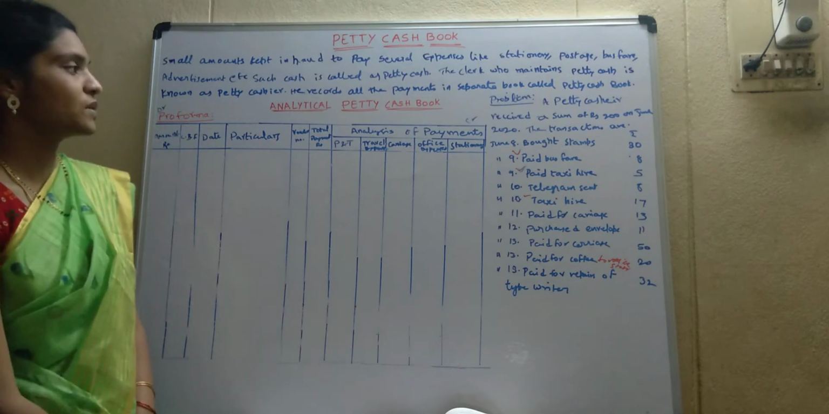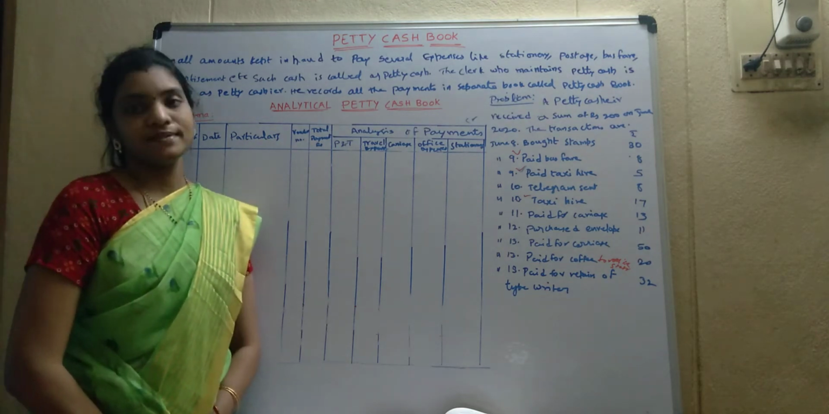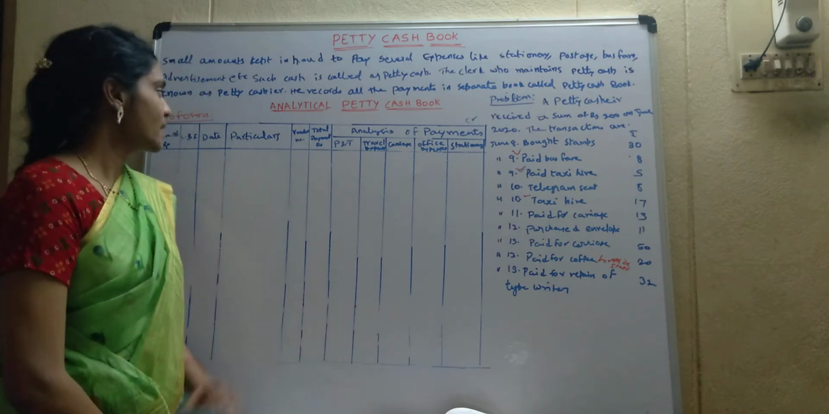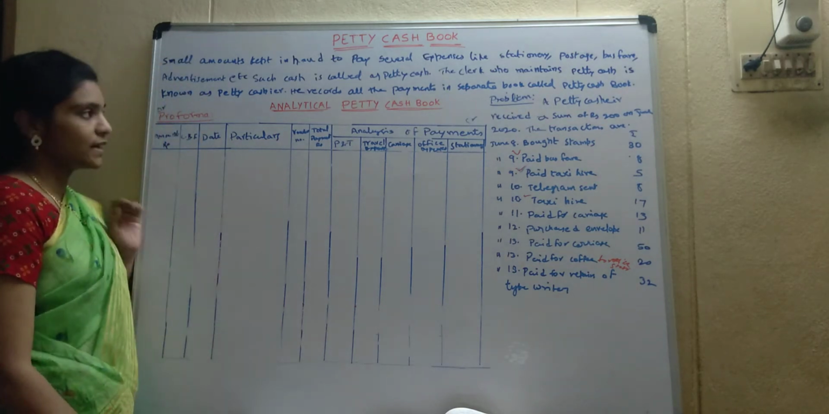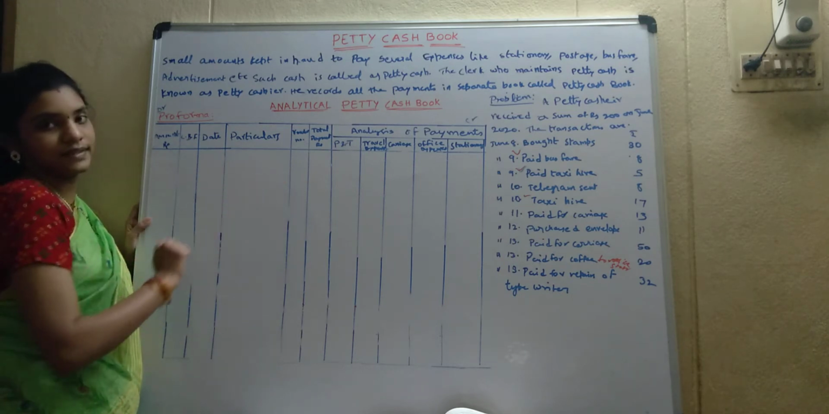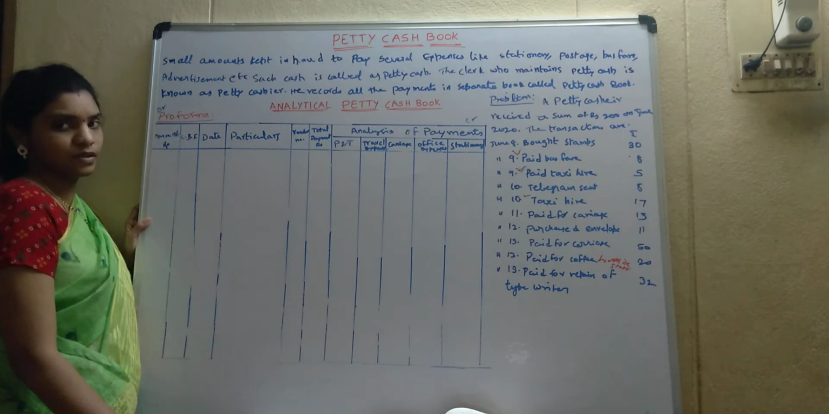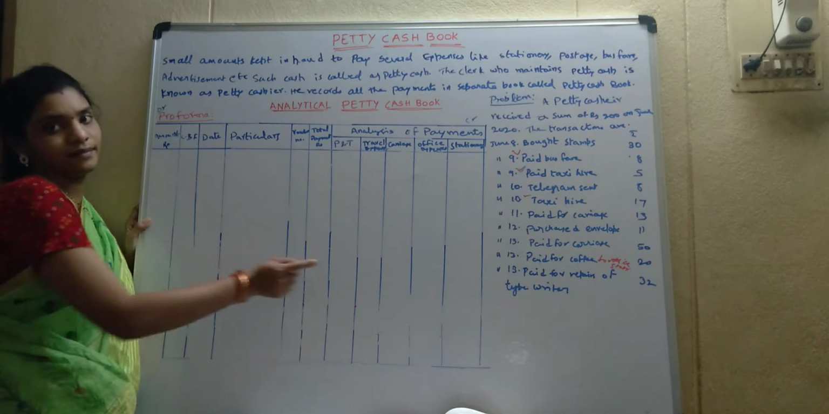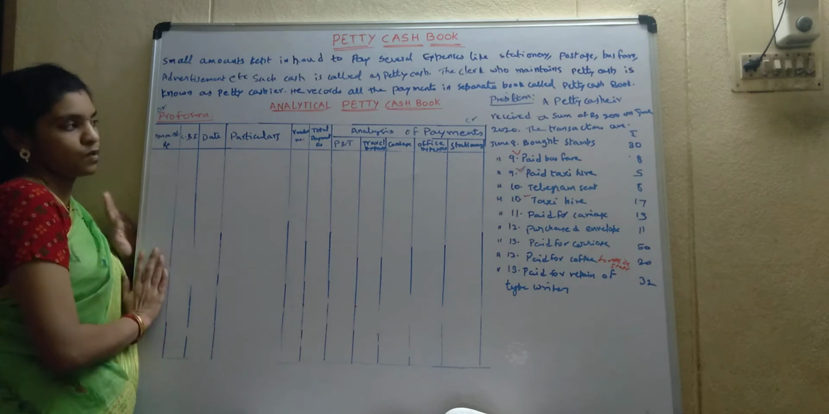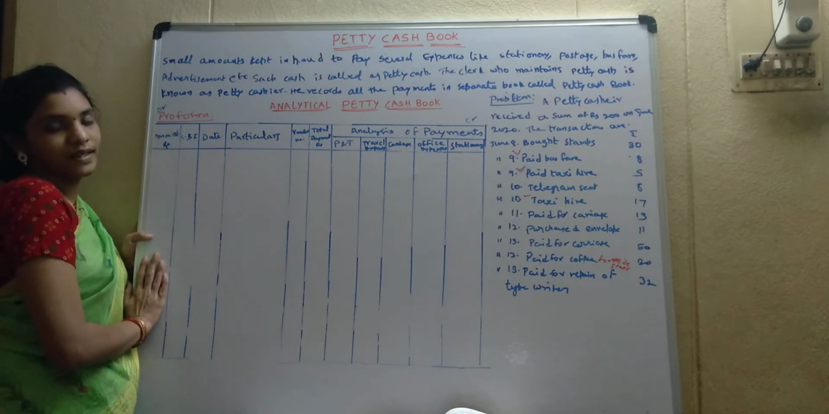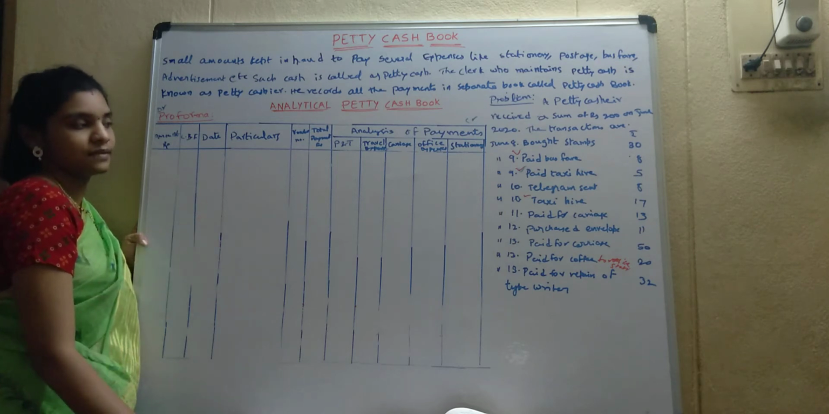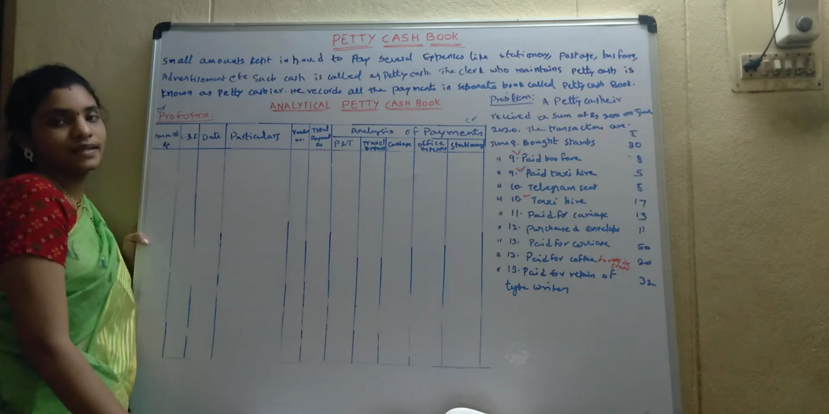The analytical petty cash book analyzes the payments. This is a pro forma of the analytical petty cash book. It has a debit side and credit side, like all the other cash books. But the debit side is very confined, so small compared to the credit side, as we have to record all the payments on the credit side.